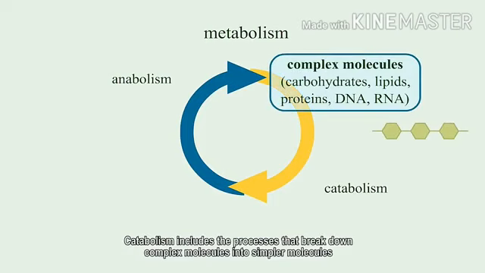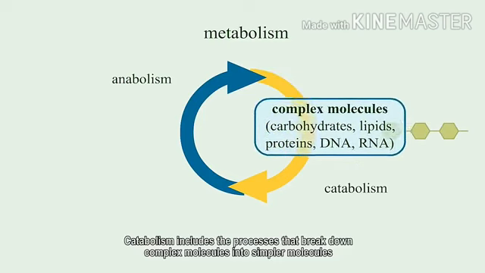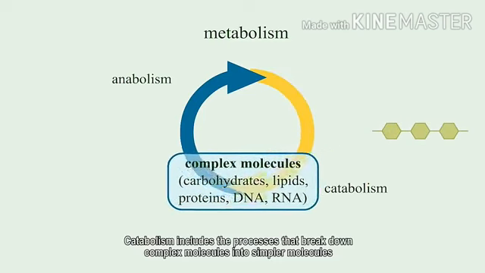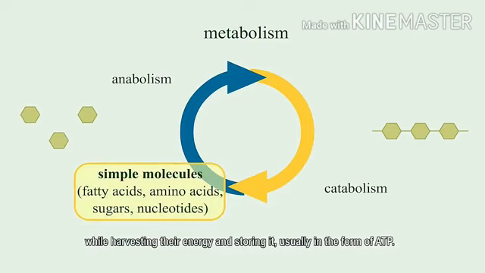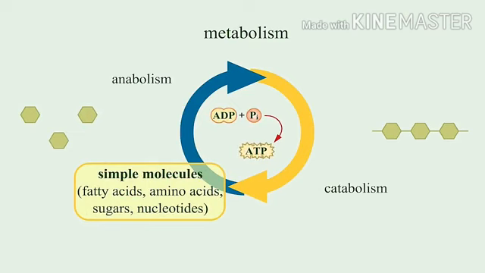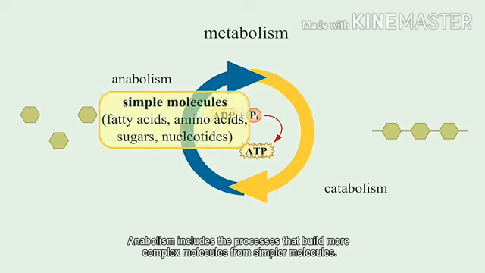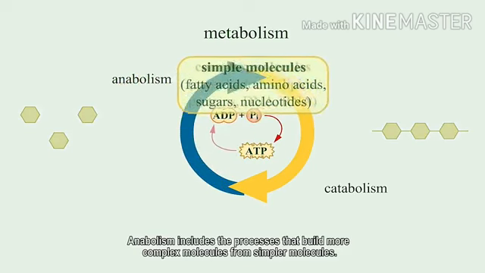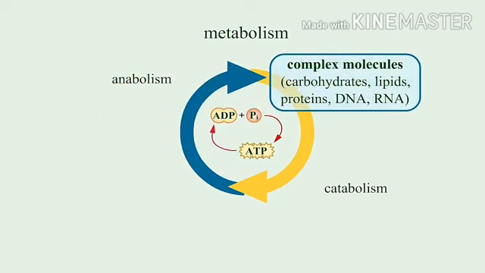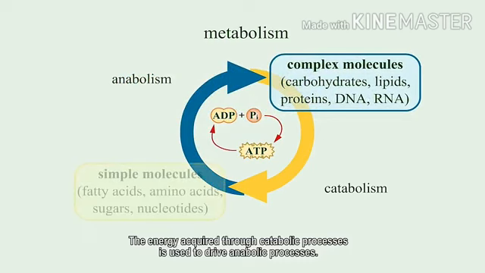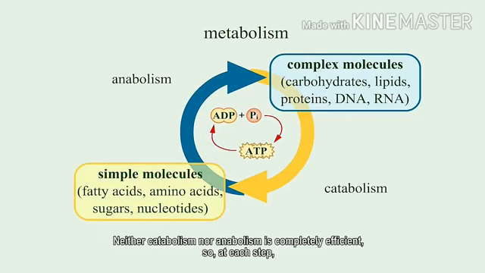Catabolism includes the processes that break down complex molecules into simpler molecules, while harvesting their energy and storing it, usually in the form of ATP, adenosine triphosphate. Anabolism includes the processes that build more complex molecules from simpler molecules. The energy acquired through catabolic processes is used to drive anabolic processes.